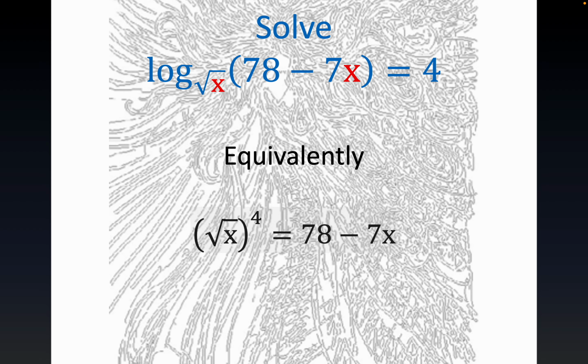Well, the square root of x times the square root of x is just x. So this is the same thing as x squared is equal to 78 minus 7x.